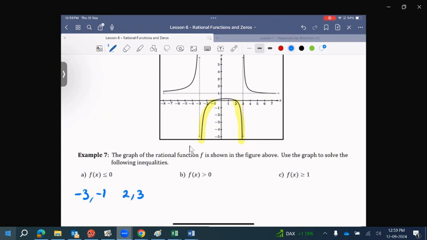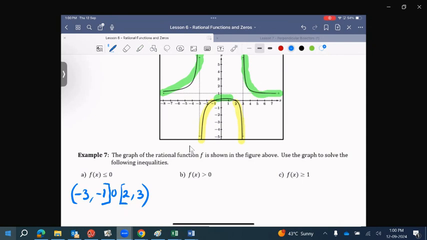Now, which parts are included? Do we include -3? No. Why not? Because it's an asymptote. Do we include -1? Yes, because the inequality wants the zeros. What about the 2? Yes. And the 3? No. So the positive parts of the graph. The positive parts of the graph is going to be here, and then all of this and all of this.